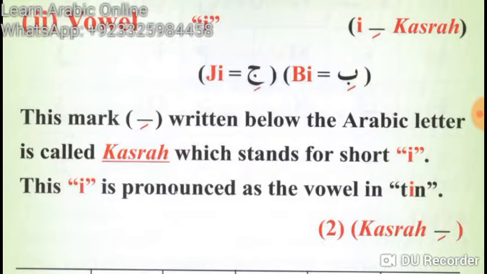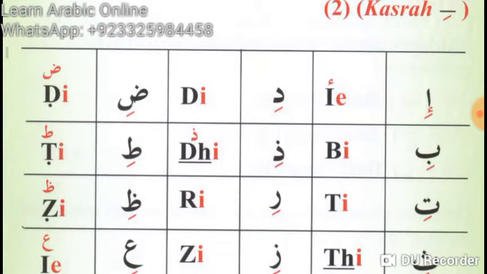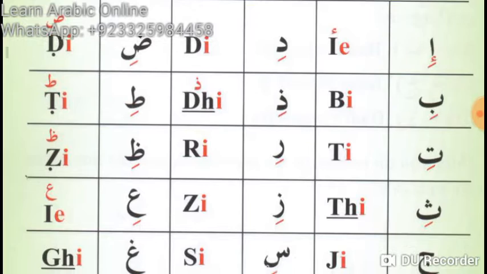Okay. So the main point is that the shape of both fatha and kasra is the same. But fatha is written on the alphabet and kasra is written below the Arabic letter. So this is the difference between both. Now we'll start reading these kasra words.